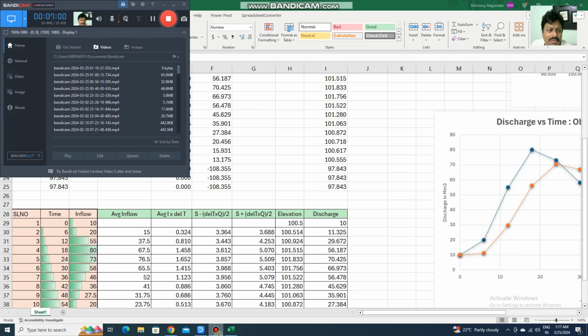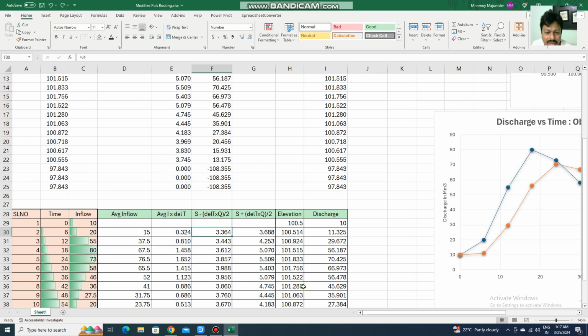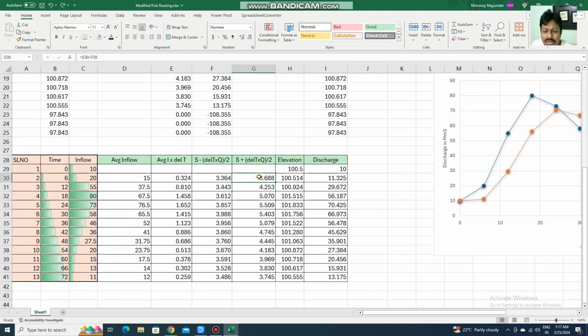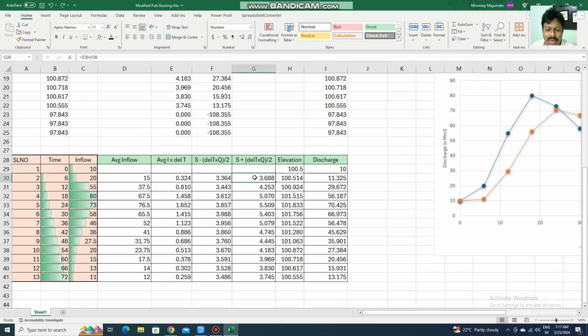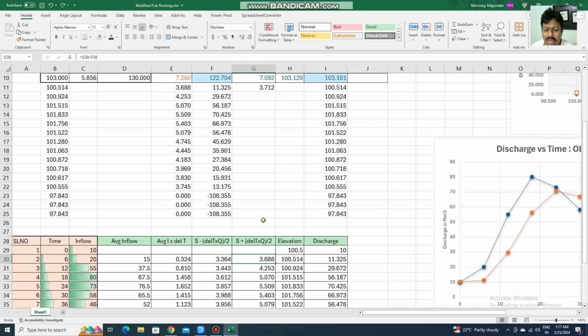And then what happens? Just by adding this one with this one, we will find this one: S plus del t into Q by 2, which is our desired value. This is the RHS, which we did not know. So we find that, and now we have got it.